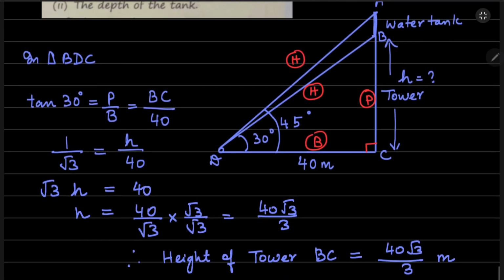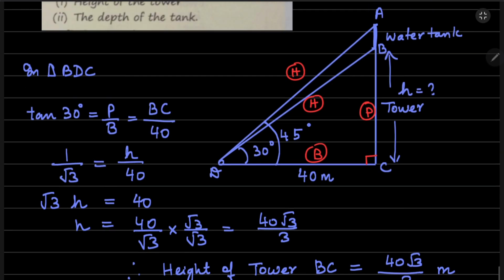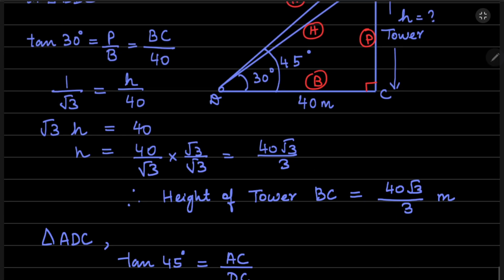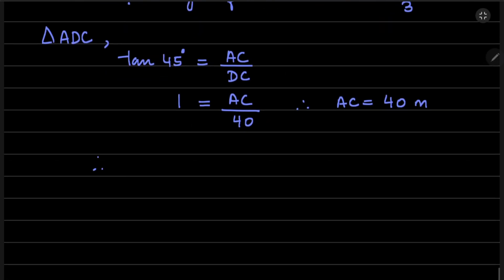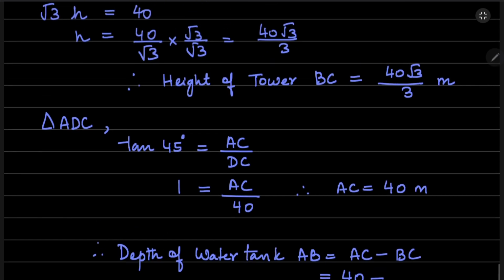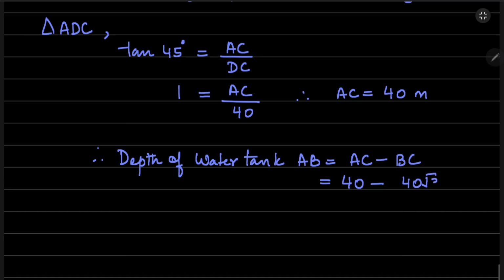So total AC is 40. You have to find out only AB, right? AC is 40. We have already calculated BC. What is AB? So AB will be equal to AC minus BC. Let's write it. Therefore, the depth of the water tank AB is equal to AC minus BC. What is AC? 40. Minus what is your BC? 40 root 3 by 3.